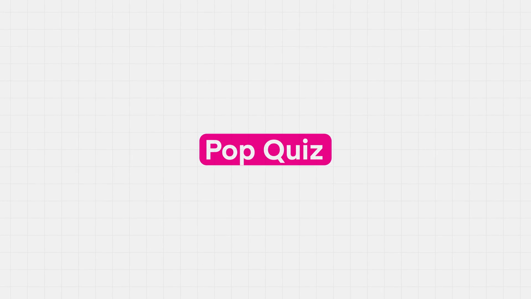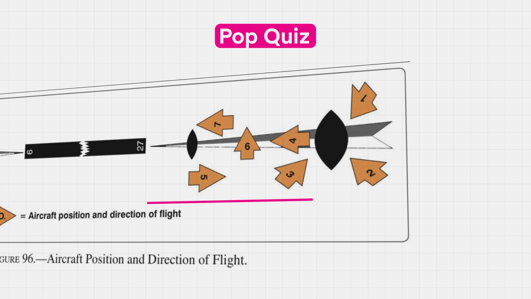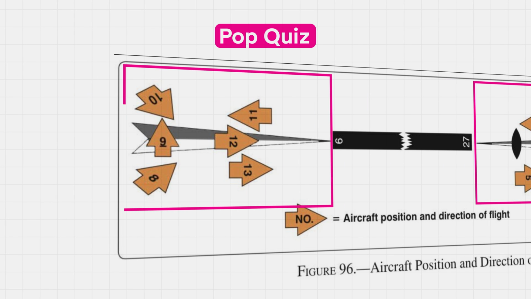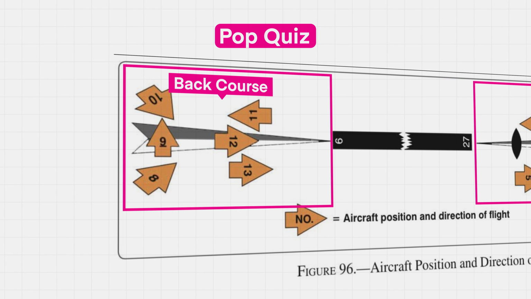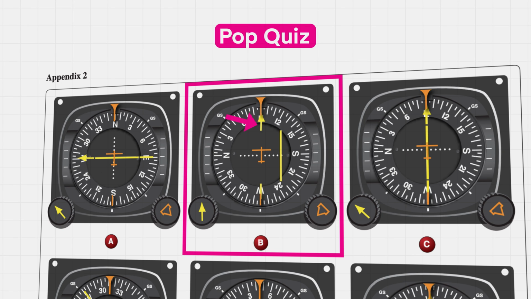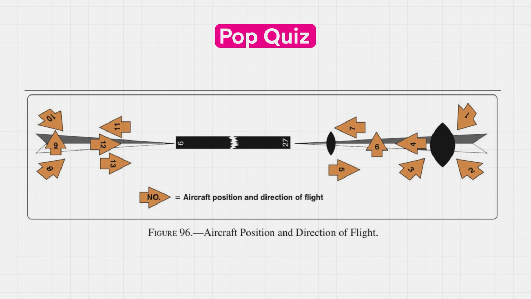Alright, time for a pop quiz. Look at this localizer diagram right here. The arrow with the shading on the right side and the marker beacon is the front course. So the localizer is aligned with runway 27. The back course arrow is shaded to the left. Now take a look at the HSI presentation B. The heading is 090, the course is set to 090, and the needle is deflected to the right. So where's the airplane in relationship to the runway?